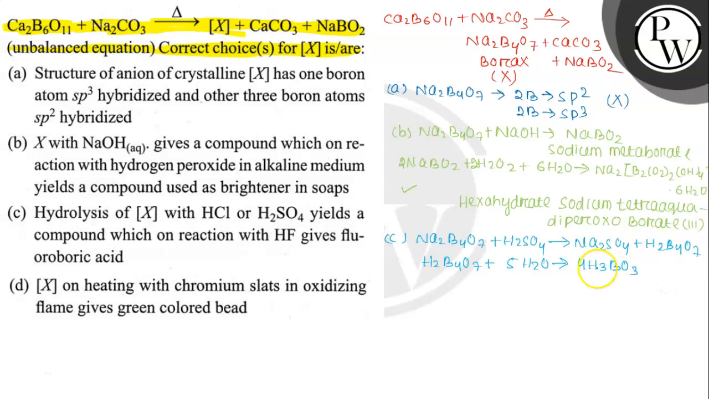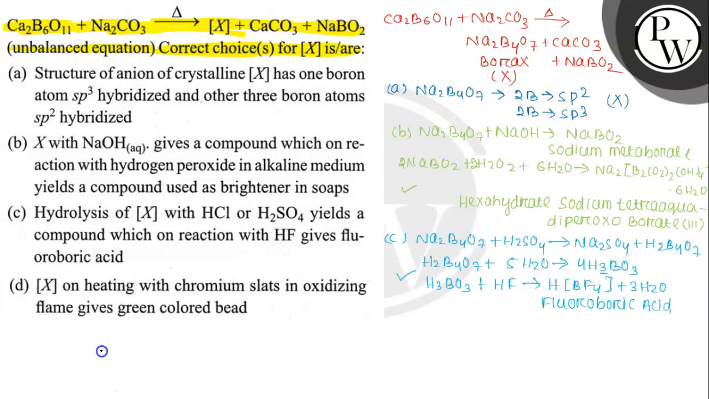So boric acid is formed, which on reaction with HF gives fluoroboric acid, that is HBF4, plus water. So fluoroboric acid is formed. So option C is also correct.